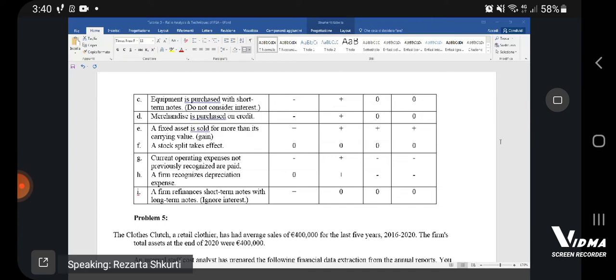Okay, we have a question to explain again this point. If any one of you can give some insights or thoughts over here. Current operating expenses not previously recognized are paid. Now I will write something that probably you will not like very much, which is the accounting entry for this, or the journal entry.